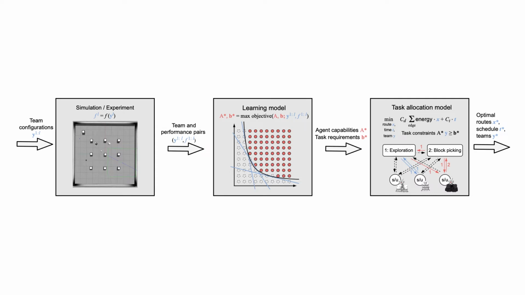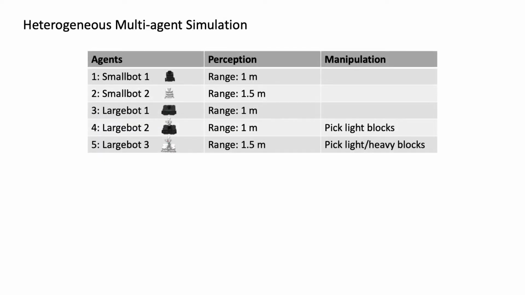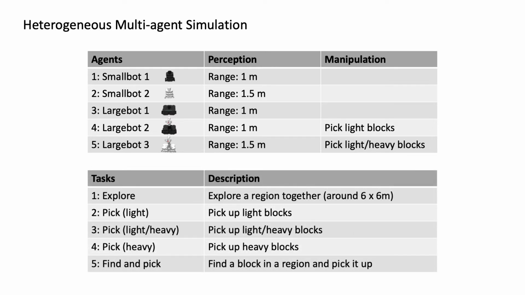Finally, the task allocation optimization will consider the environment setup as well as the task constraints simultaneously to generate the routes, schedules, and the teams for all of the subtasks involved. The first component of the system is a simulation or experiment that evaluates the system performances. For this, we develop a simulation example containing 5 heterogeneous agents and 5 different task types.